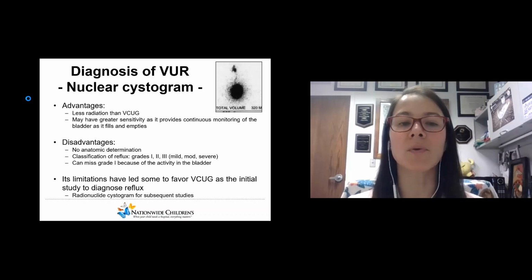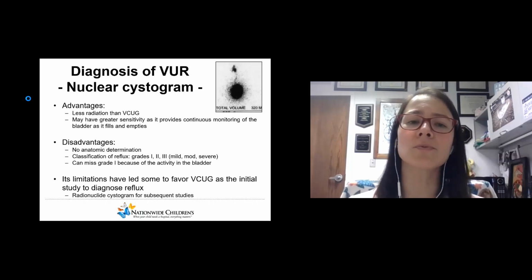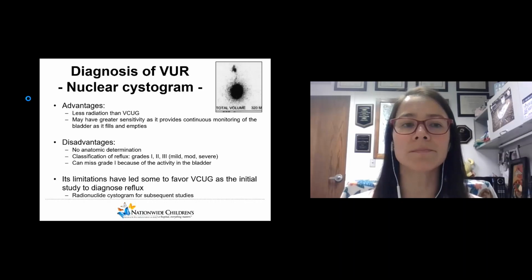It can actually miss grade 1 because of the activity in the bladder, and so sometimes it's hard to see that distal ureter. Given its limitations, some favor performing a VCUG as the initial study to diagnose reflux and really reserve doing a nuclear cystogram for subsequent studies or follow-up.